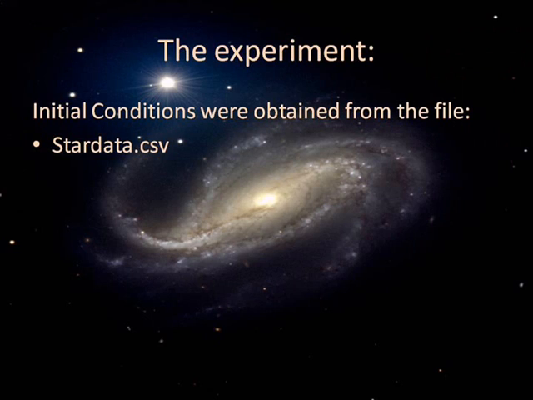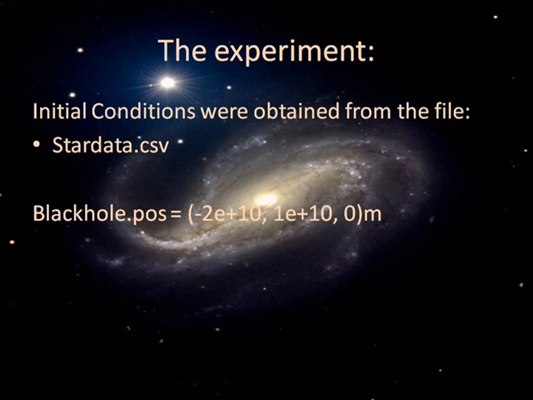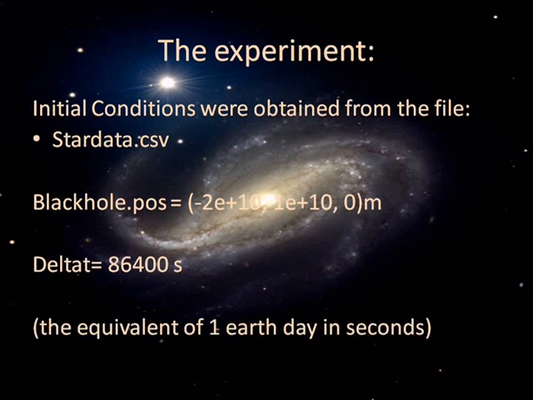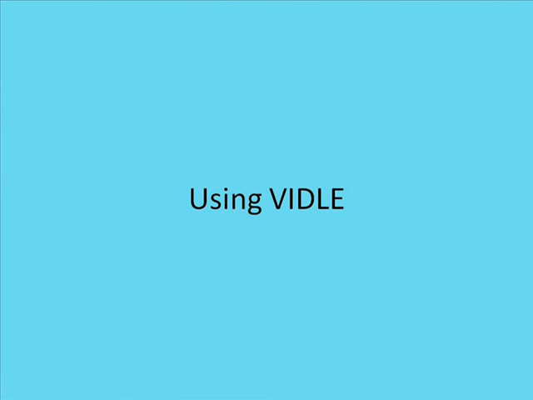To begin this lab, I was given the motion of the object, in this case the star, in a CSV file. This file contained the x and y values for the motion around the black hole. The mass of the star is equal to 1.989 e to the 27th kilograms. The position of the black hole is equal to negative 2 e to the 10th, 1 e to the 10th, 0 meters. The time traveled being 1 Earth day equal to 86,400 seconds, and the initial time being 0 seconds. Applying this information to the code was relatively easy once all the information was gathered.